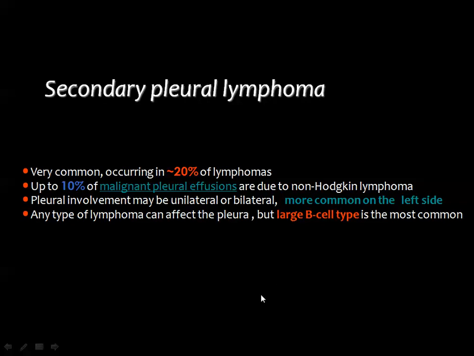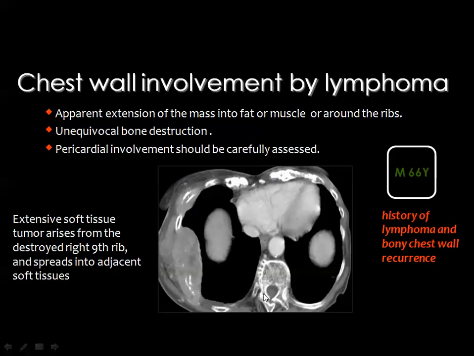Then involvement of the chest wall can also occur, either specific for the chest wall or extension of the pleural disease across the chest wall. This patient had a history of lymphoma and bony chest wall recurrence. Then you consider this lesion is lymphomatous and this lesion is also lymphomatous.